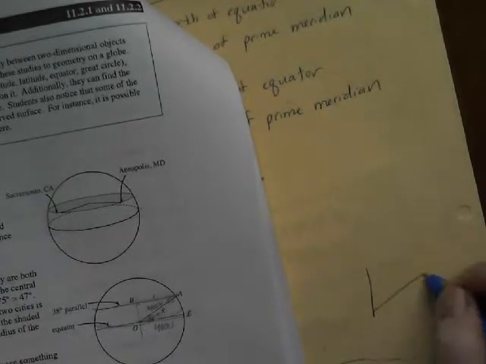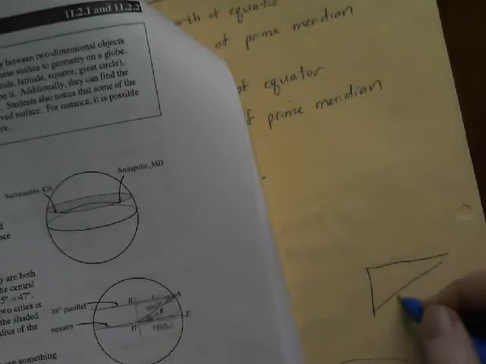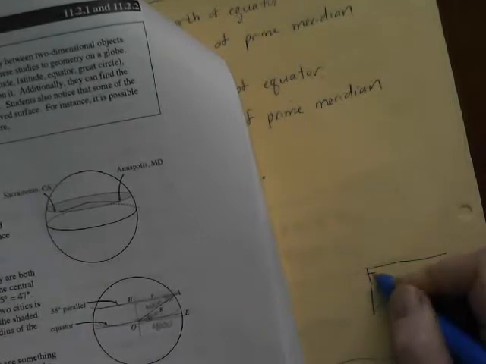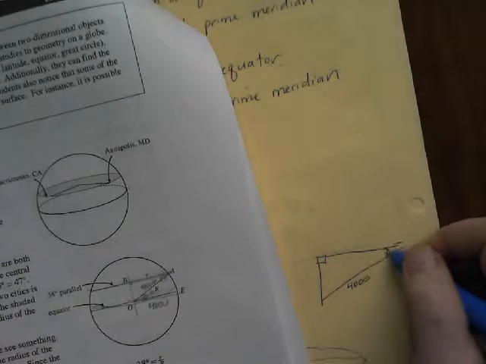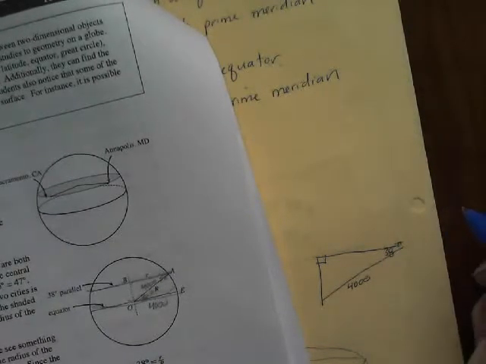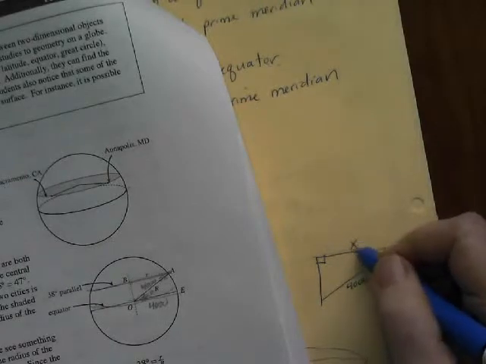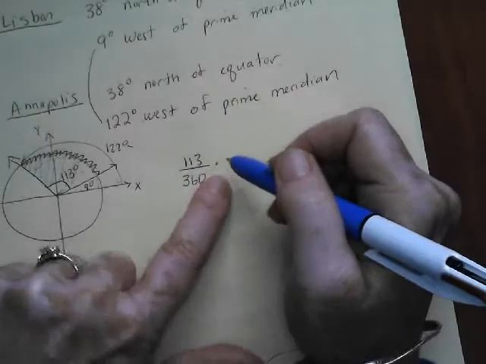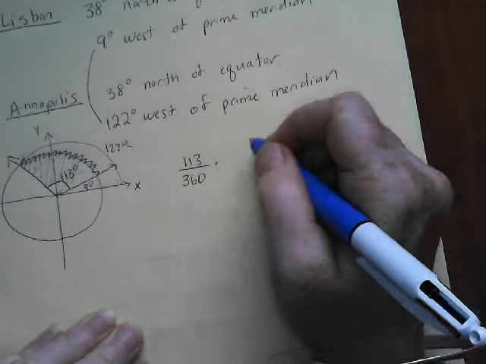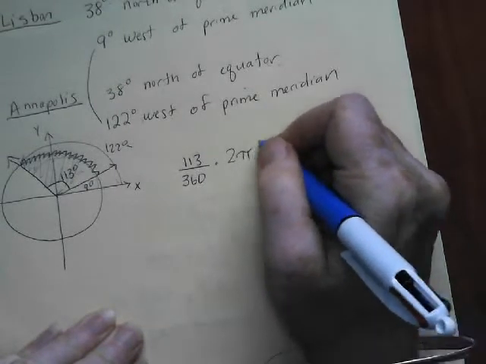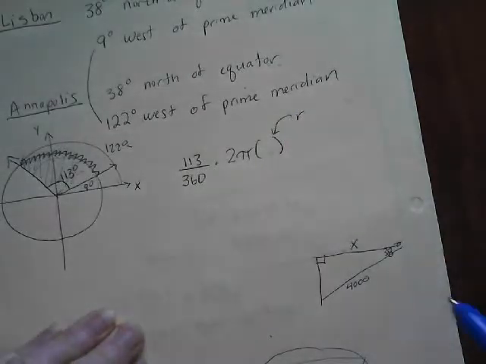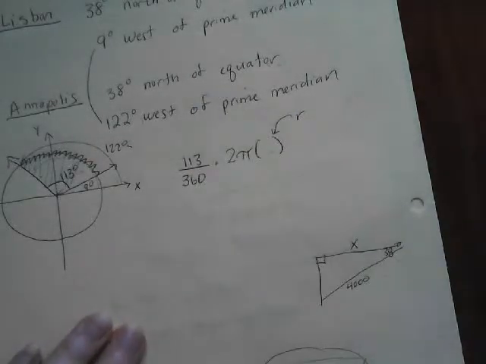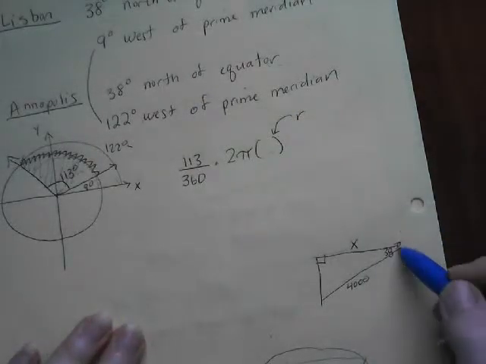Okay, so this is 4,000. I'm just drawing this tiny little triangle here. And this is 38. Then I want this. This is my little r that I want. I want 2 pi r. I want r to go in that spot, because then I'll be done. I'll figure out the distance and it'll all be good. So, I put an X, I should have called it r.